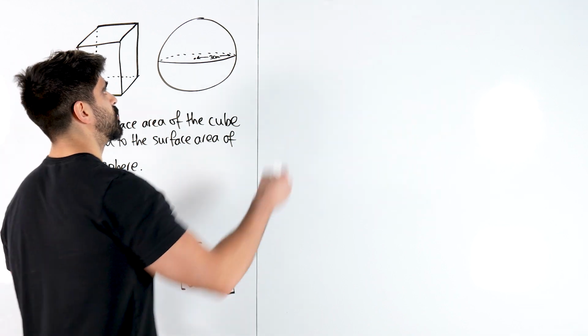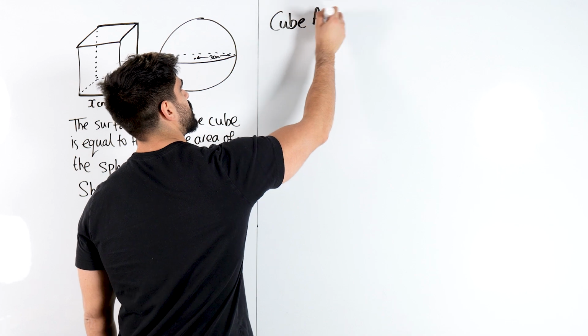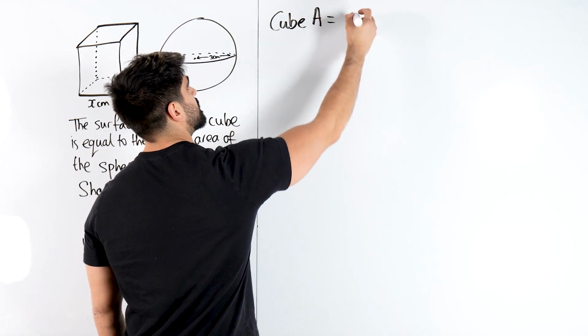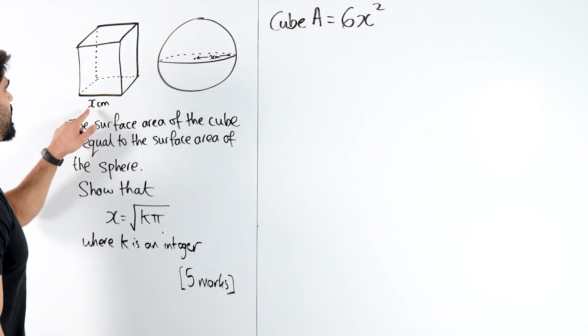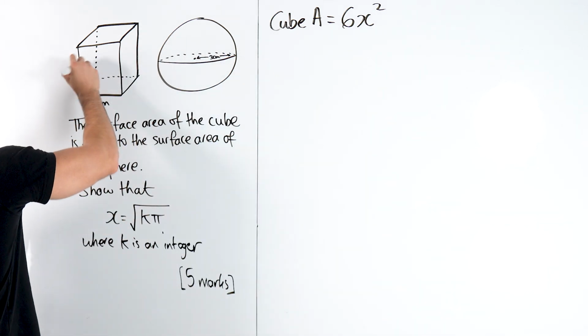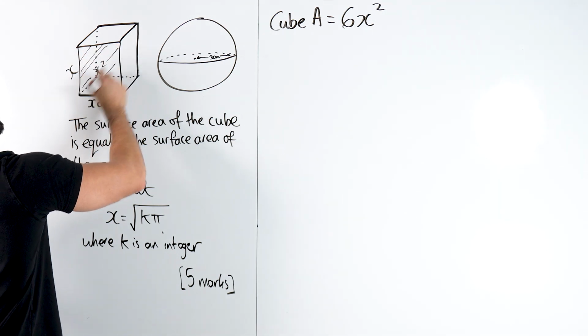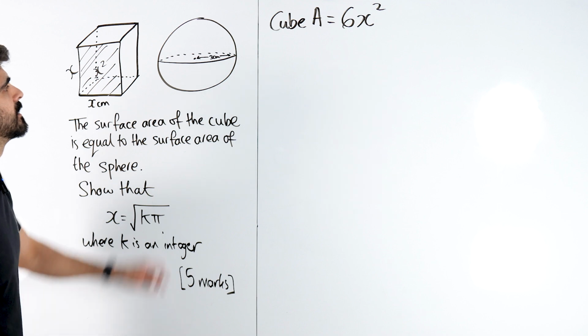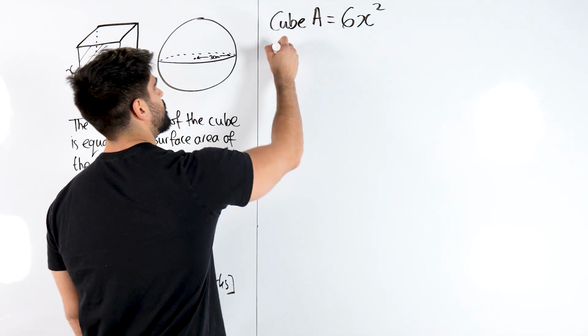So the cube surface area, I'll say the cube A, is 6x squared, because it's x times x. One of these faces here is x squared. Now, what is the surface area of a sphere?